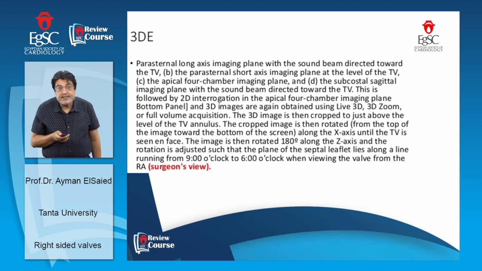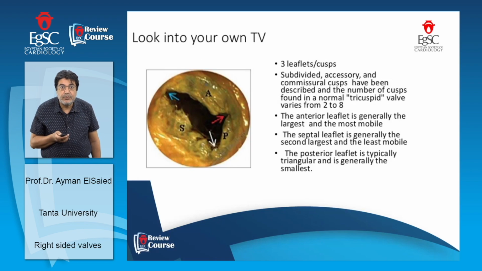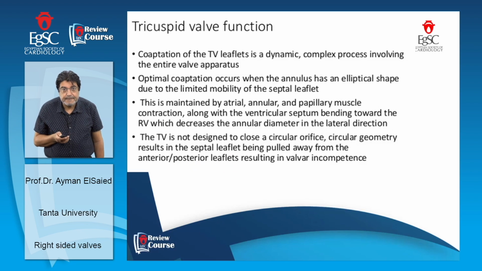muscle. Three-dimensional echocardiography is very important for evaluation of the three leaflets: the anterolateral leaflet, the septal leaflet, and the inferior or posterior leaflet, which can be visualized by two-dimensional echocardiography. So you can look at the tricuspid valve with its three leaflets and cusps, subdivided, and accessory commissural cusps. The anterior leaflet is generally the largest one, the septal leaflet is generally the second, and the posterior leaflet is the smallest one.